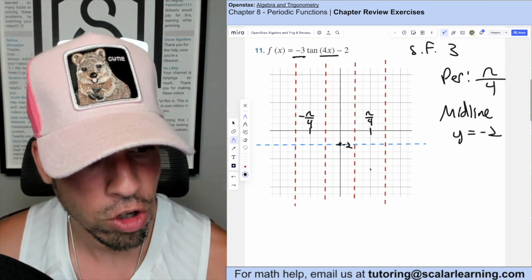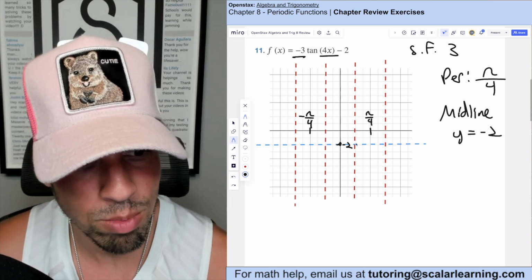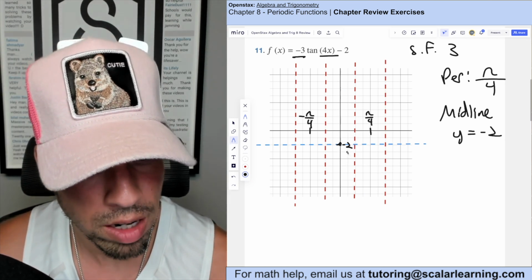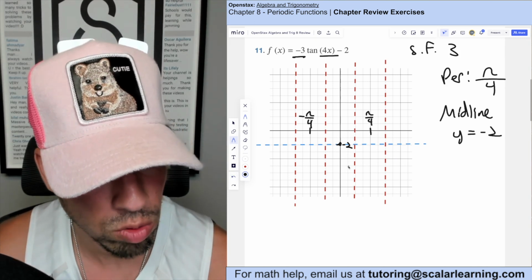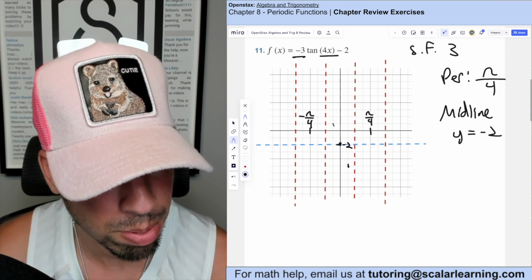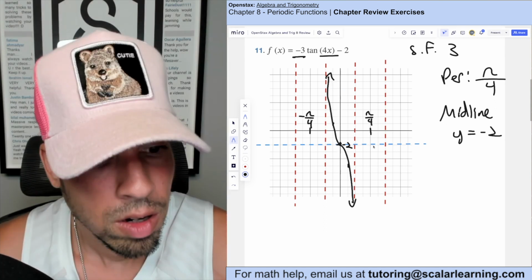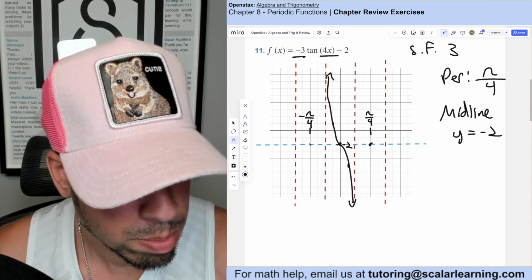And we also have to use the stretching factor, right? So typically halfway in between this point and the asymptote, I'd go down 1 if it was a stretching factor of 1. But now I go down 3. 1, 2, 3. So I go down here. And then to the left, I go up 3. And now we connect the dots. And then we'll repeat that for these periods as well.